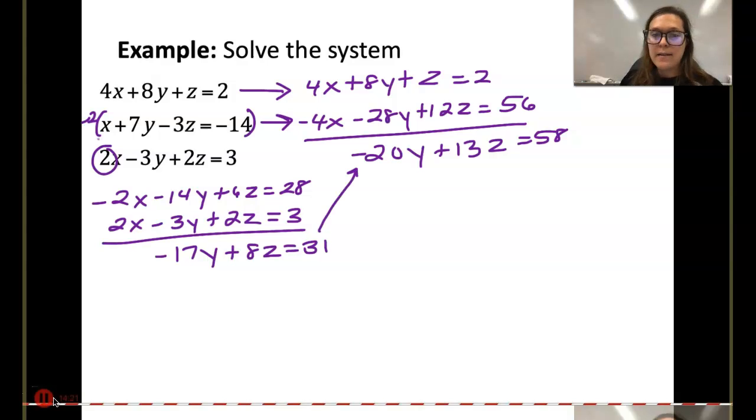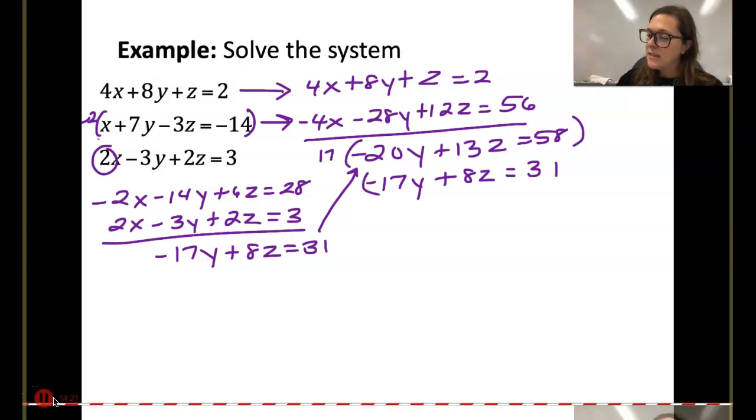Bring these guys together. Let's introduce them. -20y plus 13z equals 58, and -17y plus 8z equals 31. Oh boy, we got some big numbers there. What are we going to do? Well, we got to figure out what to multiply them with. So 20 and 17, looks like we're going to have to multiply the top one by a positive 17 and the bottom one by a 20. One of those needs to be a negative so that I get opposite signs.